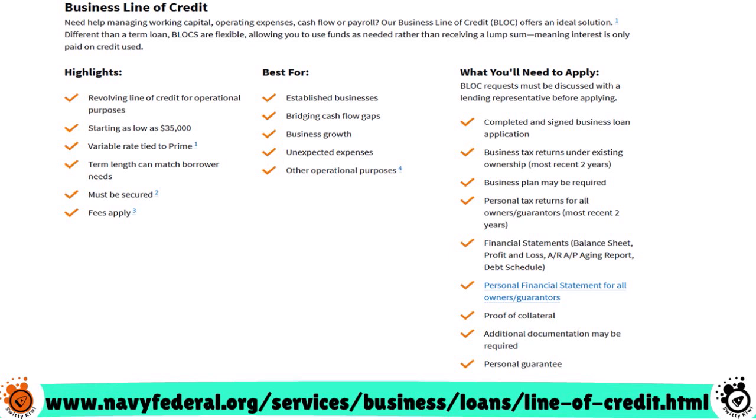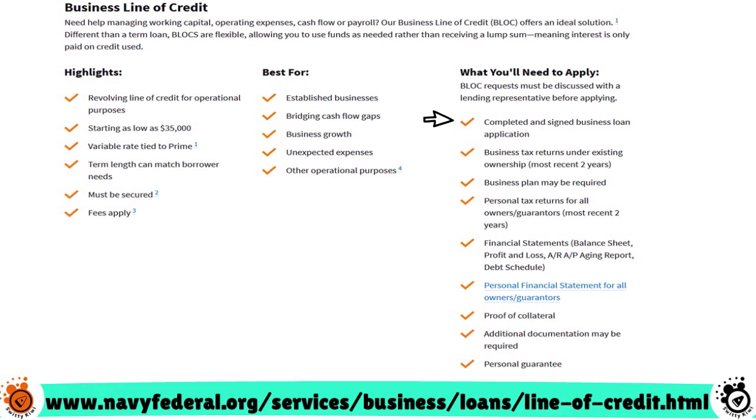So basically here, you will need a constellation of documents. First, completed and signed business loan application, business tax returns under existing ownership for the most recent 2 years, business plan may be required, personal tax returns for all owners and guarantors for the most recent 2 years, financial statements, balance sheet, profit and loss, accounts receivable, accounts payable, aging reports, debt schedule, personal financial statements for all owners and guarantors, the proof of collateral, additional documentation that may be required based on your business, and the personal guarantee in some cases. And let's not forget, the personal credit check is important, okay?